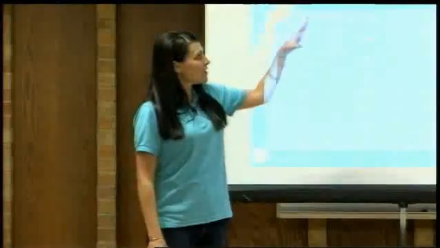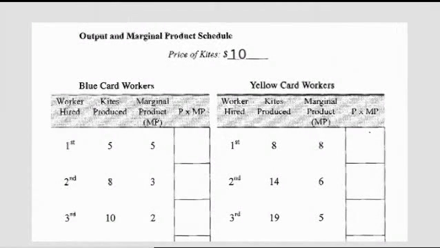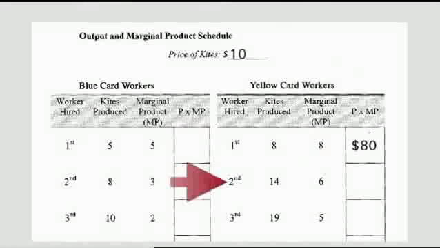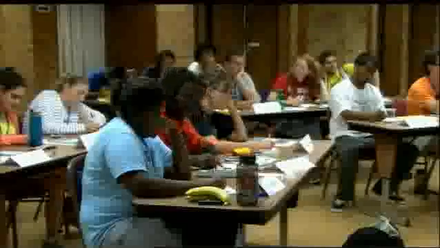Okay, so then we also have another schedule for yellow card workers. They are going to do jobs that require a little bit more skill. These 2 charts are independent of each other. The first yellow card worker helps you produce a total of 8 kites. So what's the value of that first yellow card worker to you? $8. And our total, when we add a second yellow card, our total goes from 8 to 14. So what was the additional product, the added product? 6. The marginal product would be 6 for the second worker. So the value of that worker? $6, and so on. Go ahead and fill the rest of that schedule out.